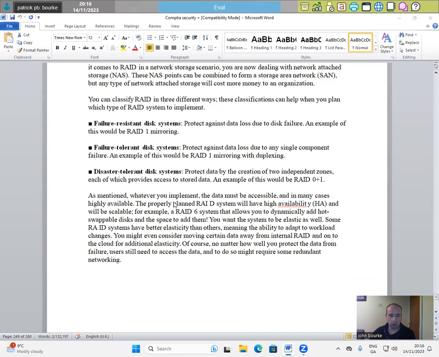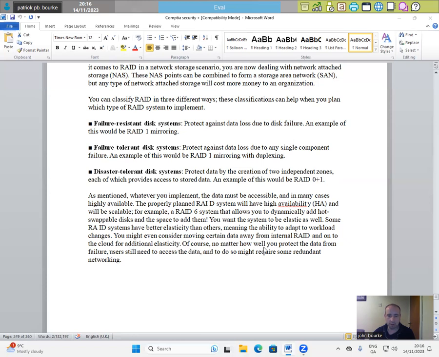As we mentioned, whatever you implement, the data must be accessible and in many cases highly available. The properly planned RAID system will have high availability, HA, and will be scalable. For example, a RAID 6 system that allows you to dynamically add hot swappable disks and space to add them. You want the system to be elastic as well. Some RAID systems have better elasticity than others, meaning the ability to adapt to workload changes. You might even consider moving certain data away from internal RAID and onto the cloud for additional elasticity.